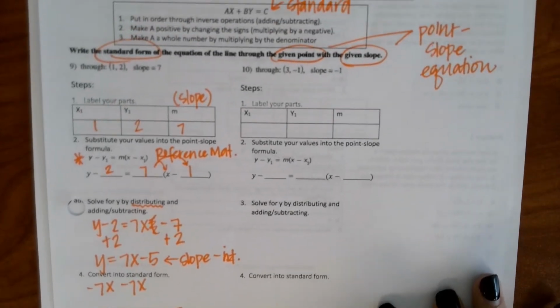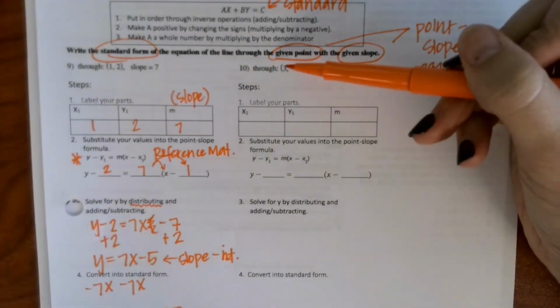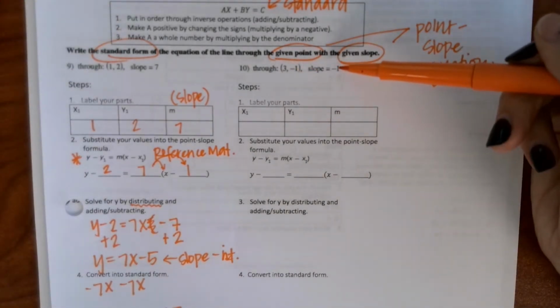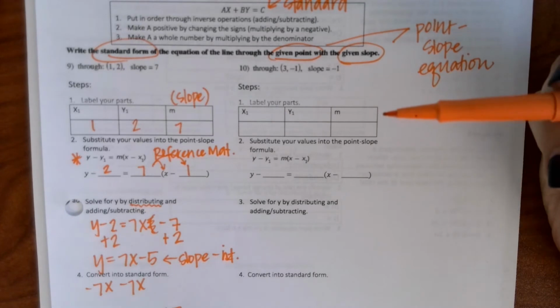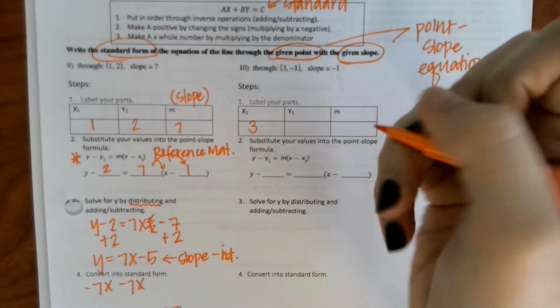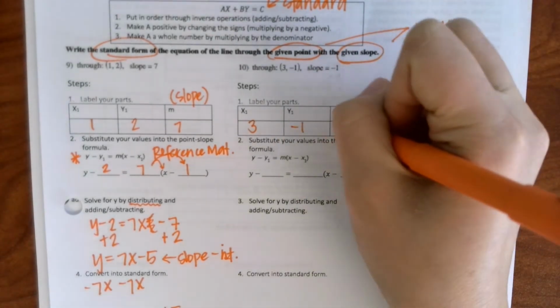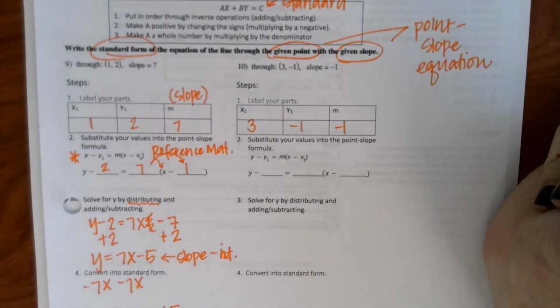Same steps for this same one. I've got (3, -1) and a slope of -1. My x1 is 3. My y1 is -1. My m is -1. So substituting in my values, Eric, help me out with this one again.